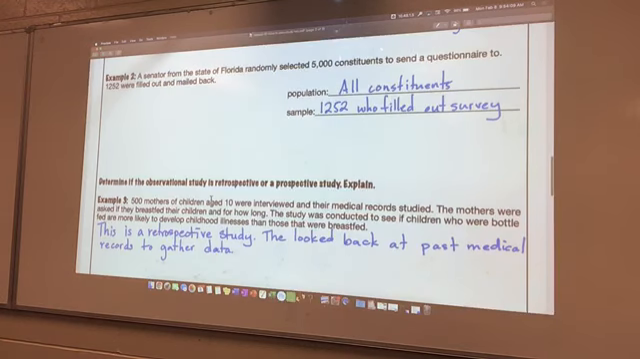Anyway, what do you think for example 4? It says 200 women were selected to do a 10-year study. Prospective. Exactly.